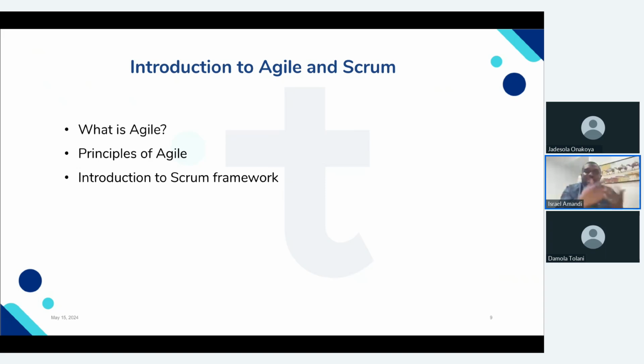So the principles of Agile are so much. I wish one person could tell me. I would leave that for later. Anyways, introduction to Scrum framework. I wouldn't talk about that here, but I need you to understand that there are principles of Agile that help your day-to-day delivery of your project.